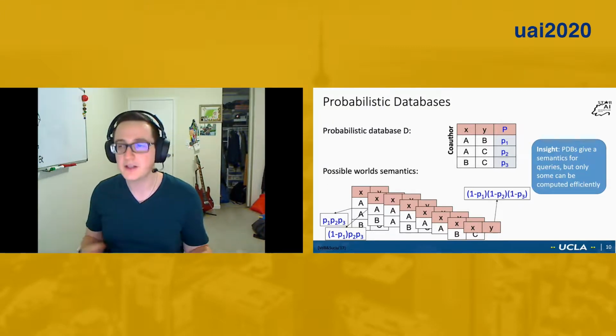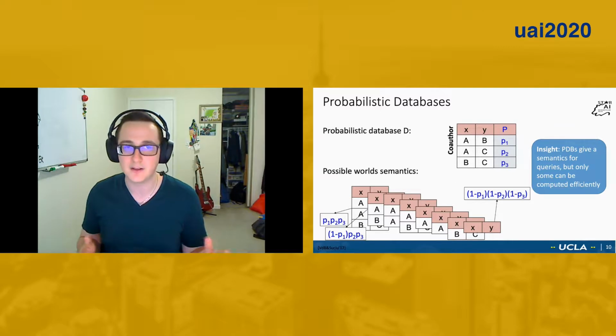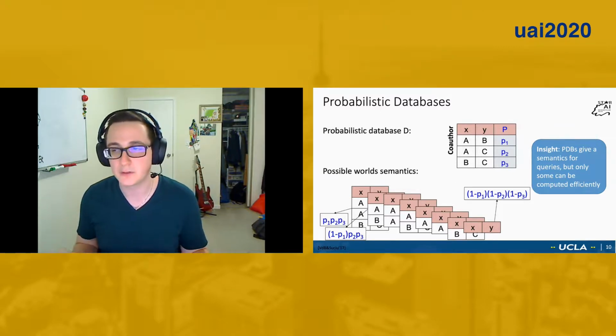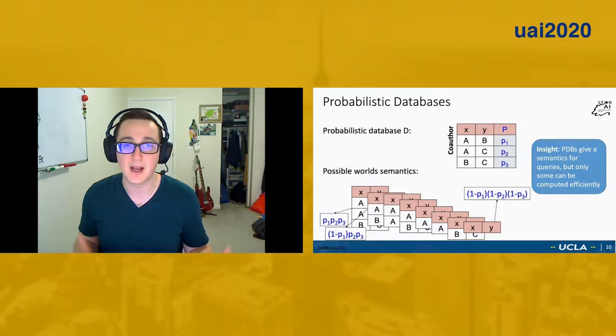And the main insight here from probabilistic databases is that they give you a semantics for pretty much whatever query you want, but only some of them can actually be computed efficiently. Okay, so how are these probabilistic databases related? Well, we can think of relational embeddings as essentially being probabilistic databases in disguise, right?